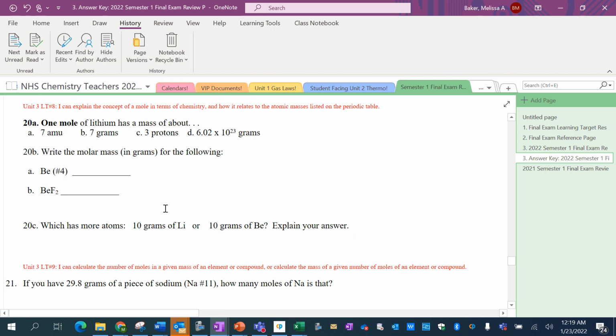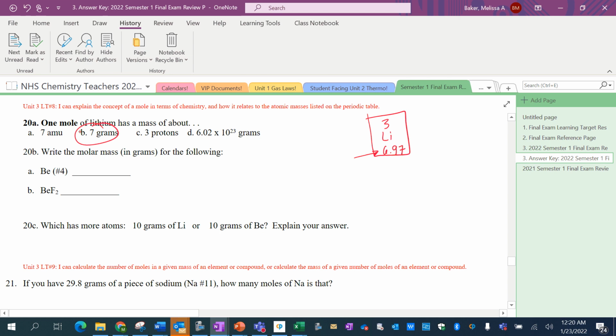Okay, 1 mole of lithium has a mass of about what? Well, if you look at lithium's square, its average atomic mass is 6.97. So what that means is 1 mole of lithium atoms weighs that many grams.